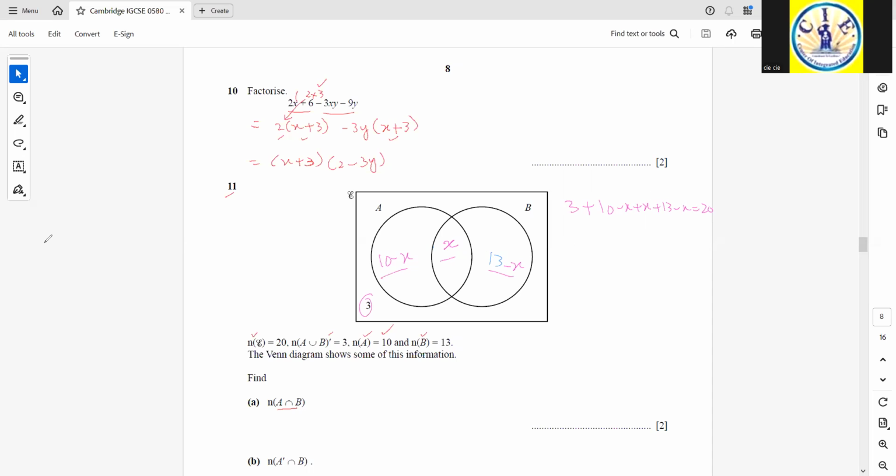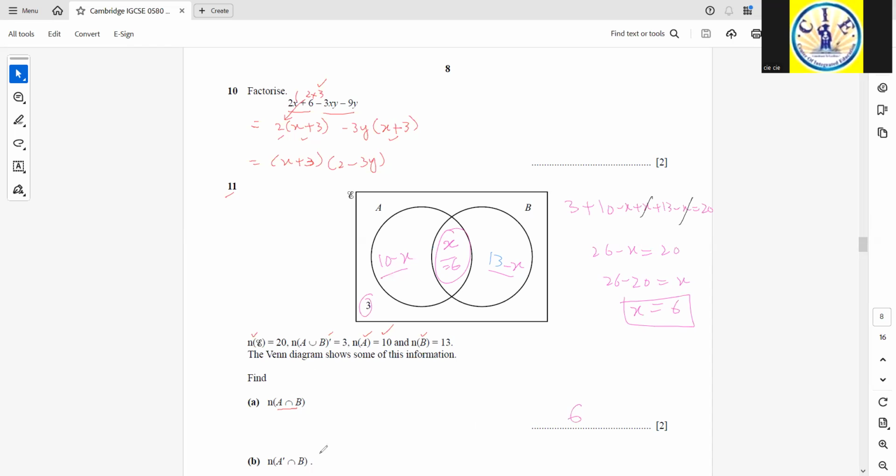Now we can simplify them together. The negative x and positive x get cancelled out, and then we have 26 minus x is equal to 20, and then 26 minus 20 is equal to x, that is 6. This region contains 6 elements. So the common elements in A and B are 6.